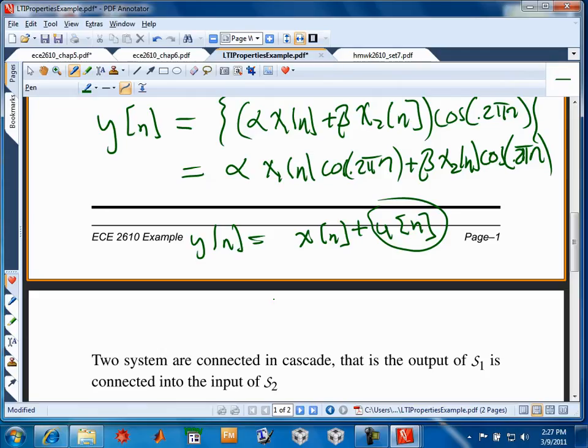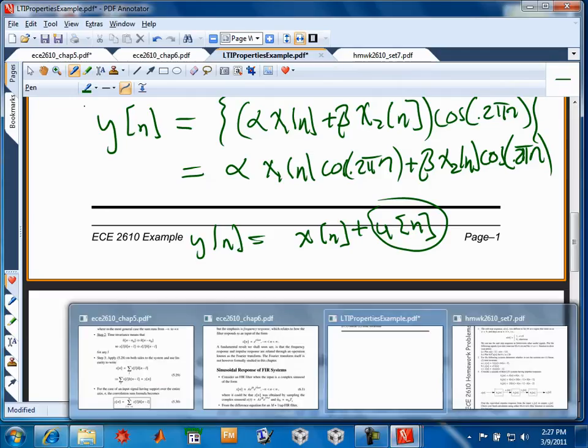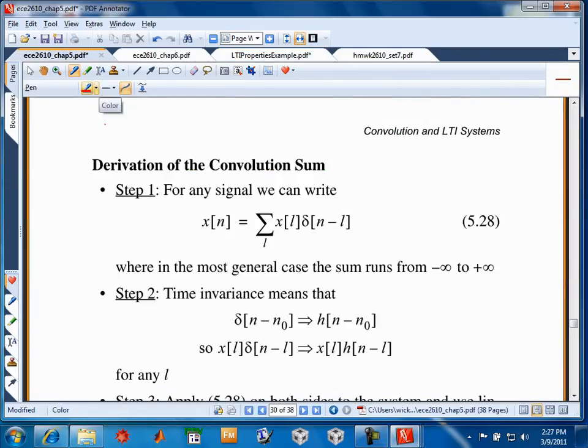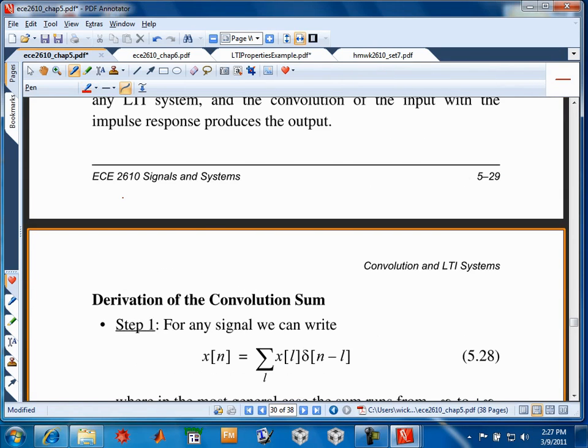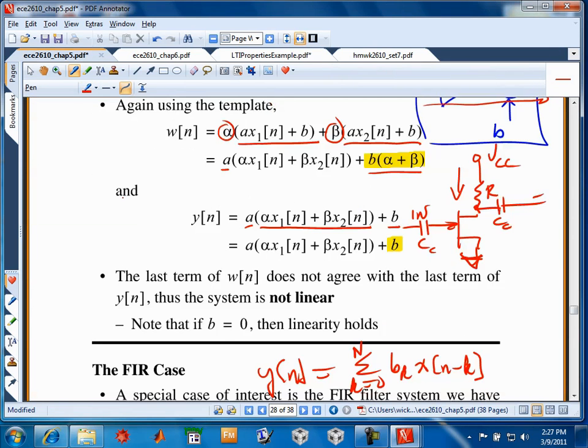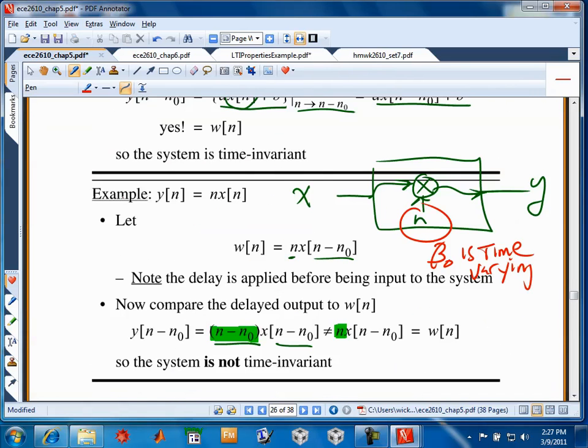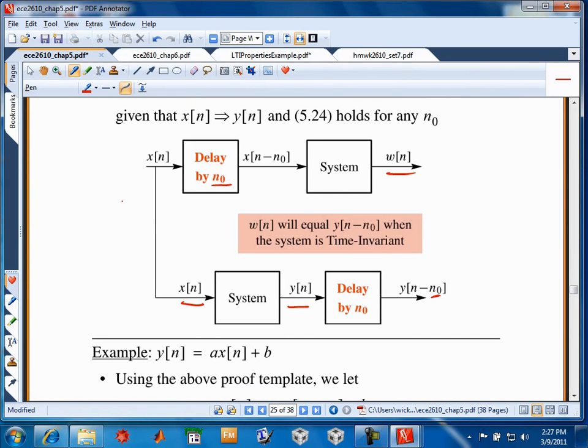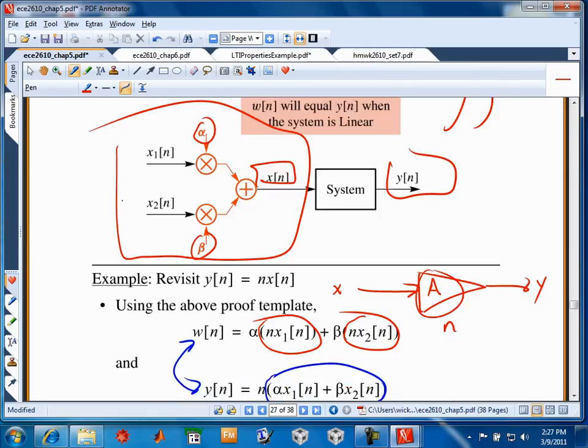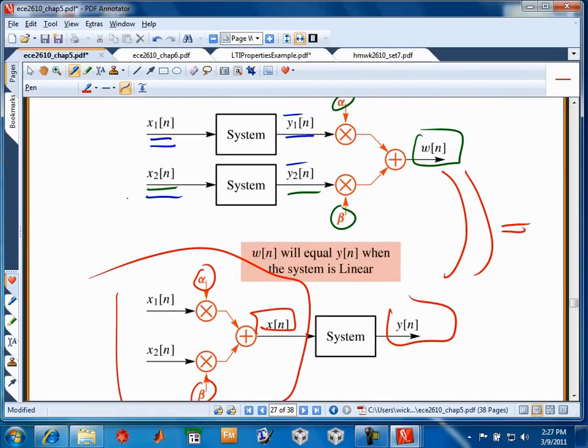So the best approach is to take the book's approach, which I put in the notes, which goes through the proof setup. So by proof setup, I mean you go back over and we're driving it through these two block diagrams. So for time invariance, we're doing this setup. We're saying we're going to establish that w of n and y of n minus n naught agree. So that would be the proof setup for time invariance, and then for linearity, you're driving it through this setup right here.